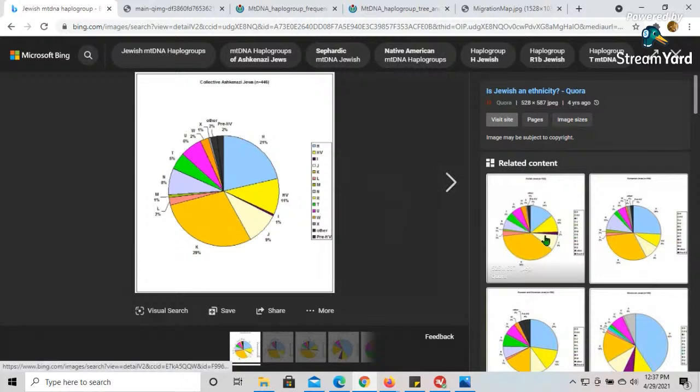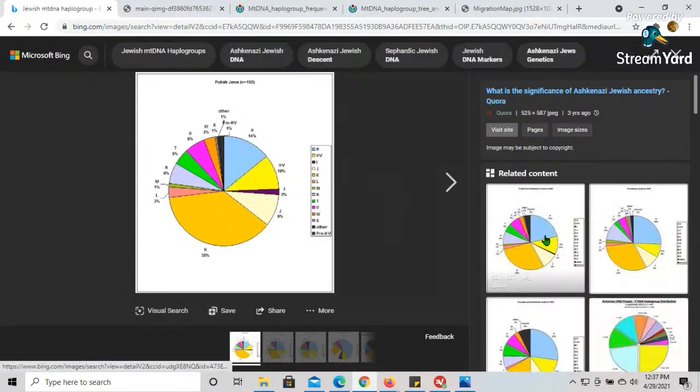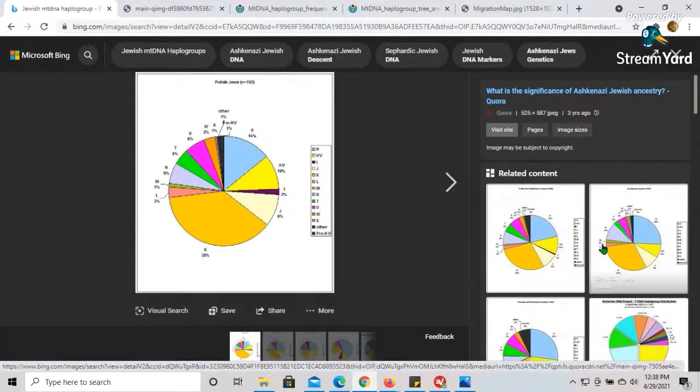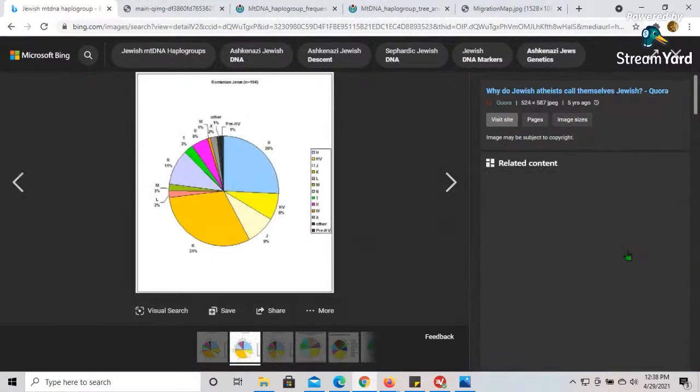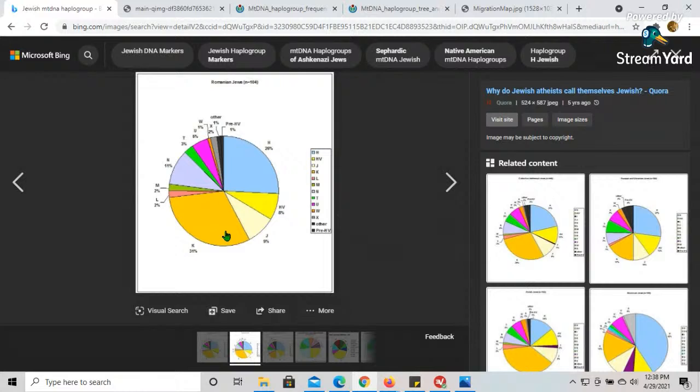What else we have here? This would be Polish Jews. There's the K, the huge K signature. So the K to me is significant. It's one of the people, just like the H and the HV. The K seems to be a specific person in the Jewish population. Okay, we did the collective. Here's Romanian, same thing, K, huge signature.